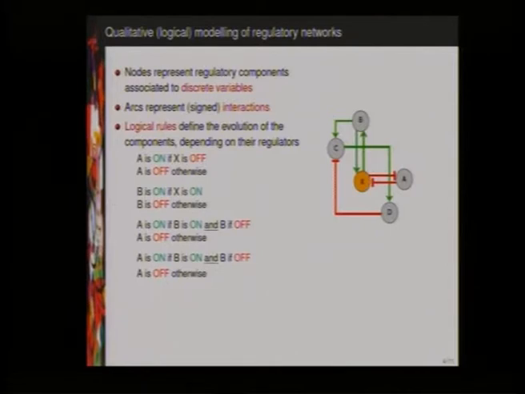For example, A has a unique regulator X, and we can say that it is on if X is off and is off otherwise. And the same for C, where it's a bit more complicated because we have the combination of interactions here from B and D, and then we have to decide how this regulation will combine to drive the dynamics of the variable associated to C.